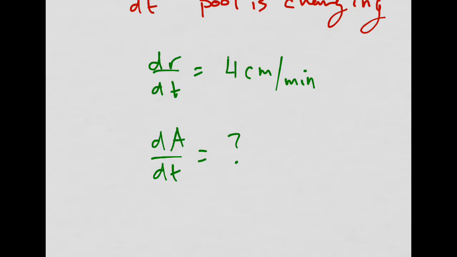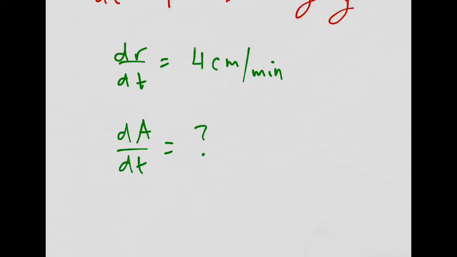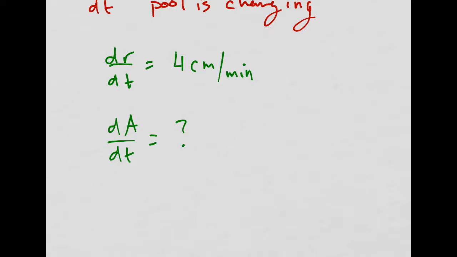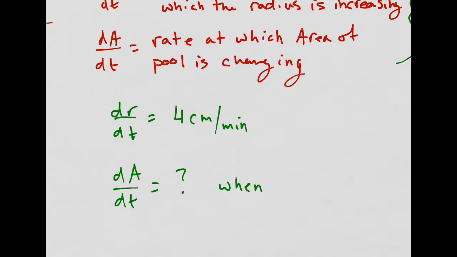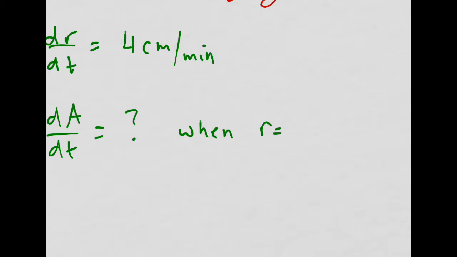But you always have to do the when. What's the when? The when is at a certain time, because the rate is not always constant. The area could be getting larger and larger, faster and faster, the more time you wait. Or the more time you wait, the slower it gets larger. So we have to find this rate at a specific time, or at a specific r value, which is the radius. So when the radius is 5 centimeters, when r equals 5 cm.